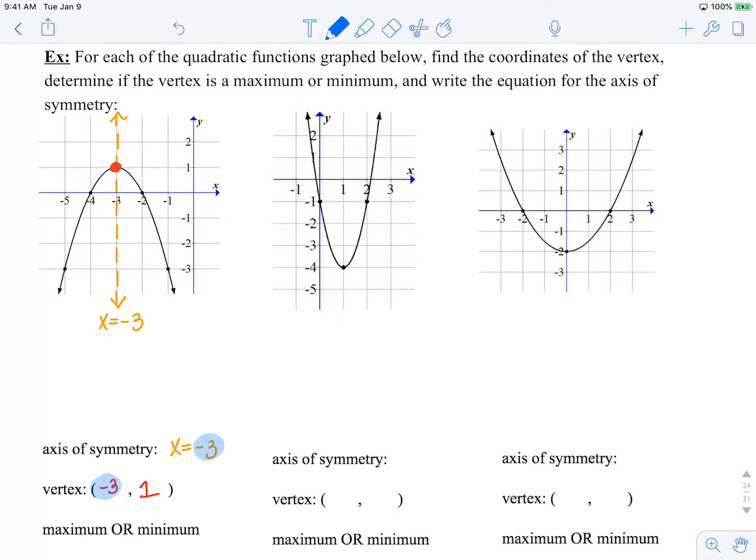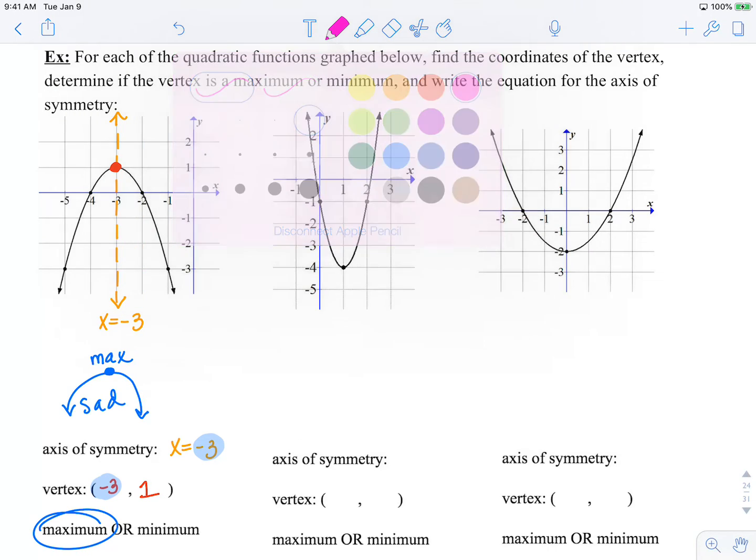Now when I look at this parabola, it is opening down, which I call a sad parabola. And sad parabolas, their vertex is the highest or maximum value on the curve. So that's going to be a maximum for our vertex.